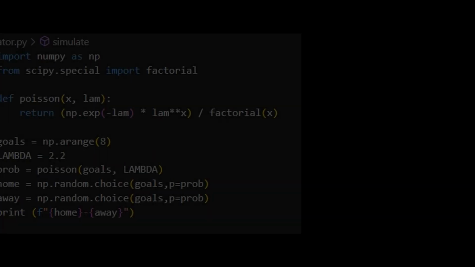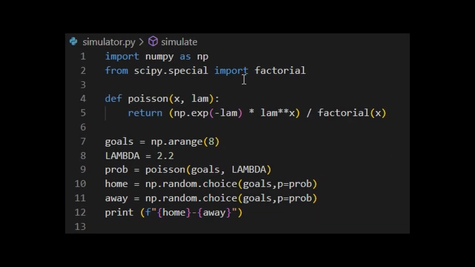Now that we understand the concept, let's implement it in code. We begin by importing the necessary libraries. Next, we define a function for the Poisson distribution. This function takes two inputs, x, the number of goals, and lambda, the average goals per match. It returns the probability of scoring exactly x goals given that average. Using this function, we compute the probabilities for each possible goal count and store them in a numpy array.